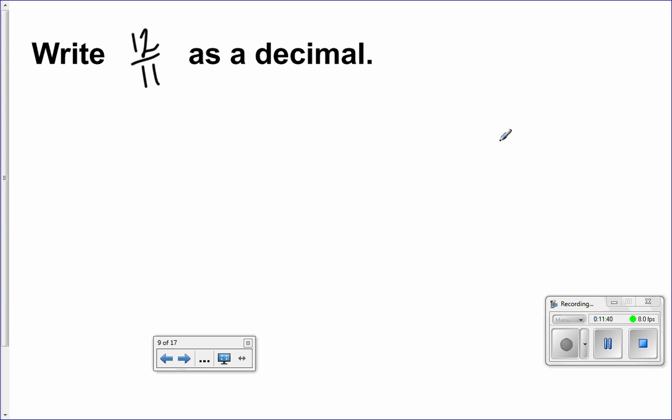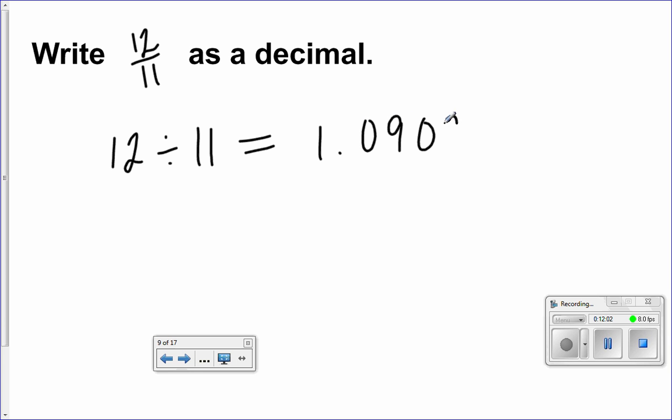Look at another one. Let's do this one together. We have 12 divided by 11. So 12 11ths as a decimal. So we can use our calculator. We'll do 12 divided by 11. Remember, top number first, bottom number second. So when you plug this into your calculator, you have 1.0909, and it keeps going. So I want to write this as a repeating decimal, so I'm going to write 1 and 90 repeating.